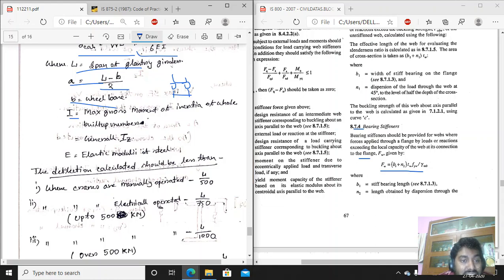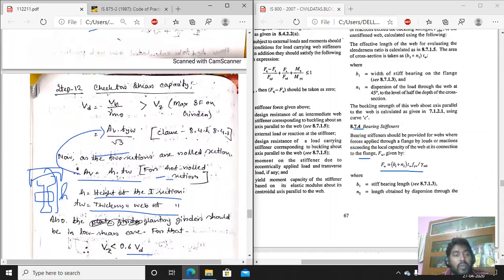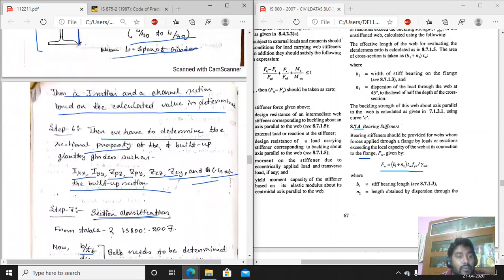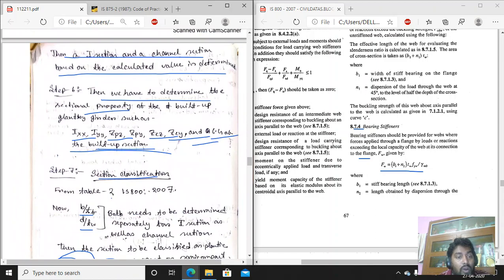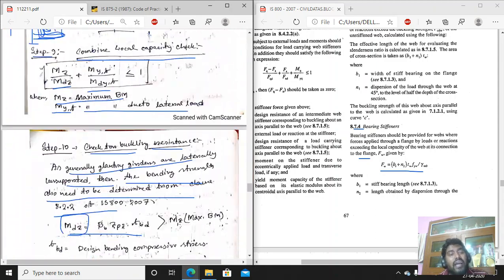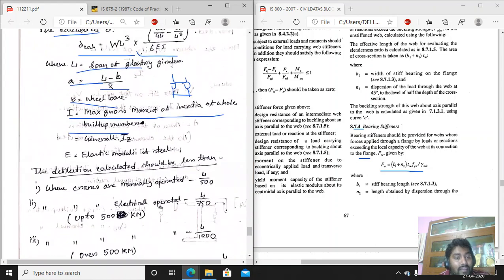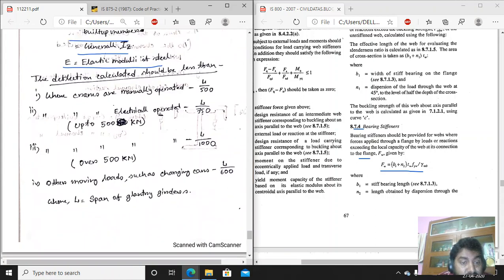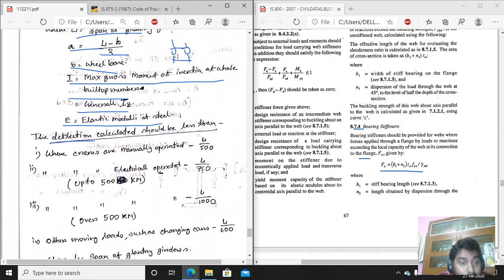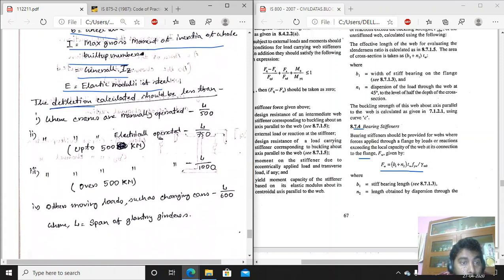I is equal to the maximum gross moment of inertia of the whole built up member that we have calculated in the first cases, where we calculated the sectional properties. We know the value of the Ixx or the Izz we have determined here, so we will put the value of Izz here, and generally Iz we have to check. E is equal to the elastic modulus of the steel, which is 2 into 10 to the power 5 Newton per millimeter square. So the deflection calculated should be less than the limit, so the check has to be there.